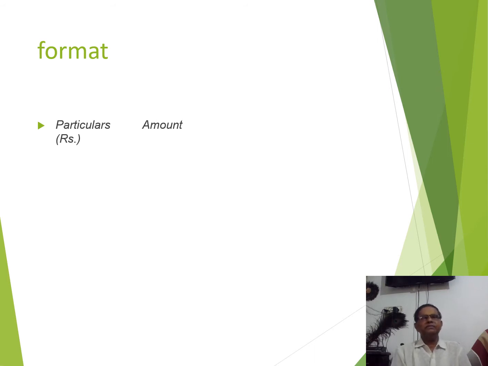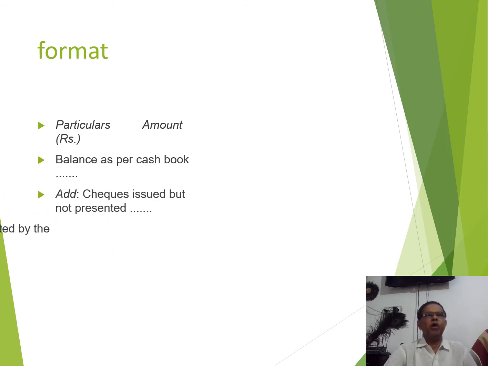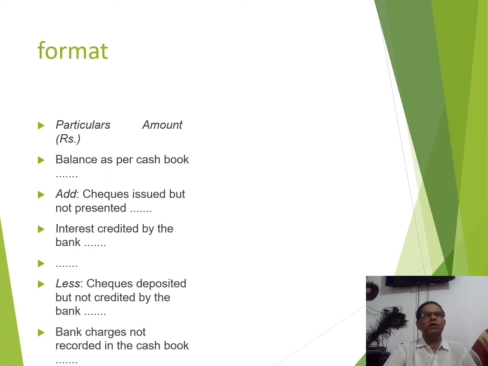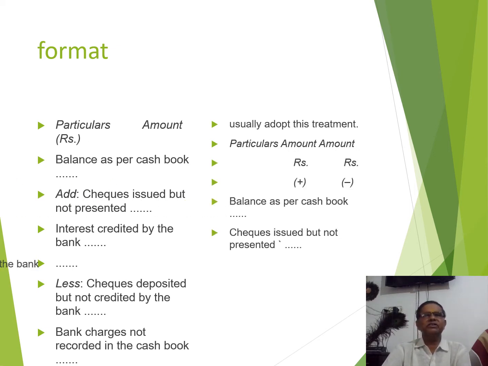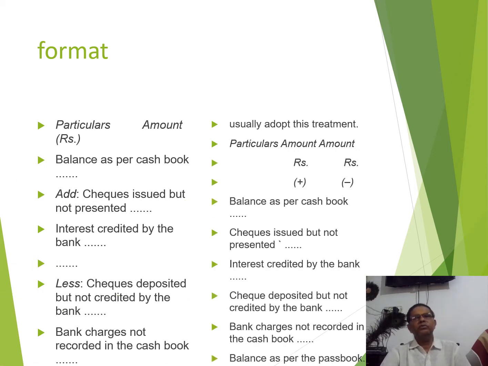So my dear friend, here a small format is given for the preparation of bank reconciliation statement. Either we will add and less, or we will put the plus and minus symbol. Here we take the balance as per cash book, and then we add cheques issued but not presented and interest credited by bank, and we deduct the cheques deposited but not credited by the bank, and bank charges not recorded in the cash book.